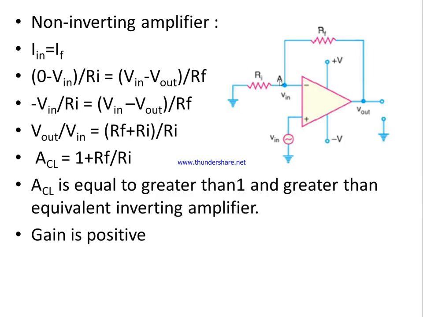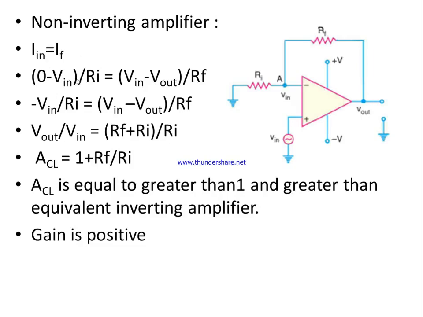So here the current flowing through Ri will be Iin, and since there is no current flow between these two terminals, the whole current will flow through the feedback resistance Rf. Therefore Iin is equal to If. Now what is input current Iin? Left side is connected to ground, so it is 0, minus right side voltage Vin, so 0 minus Vin divided by Ri is equal to If. Left side is connected to Vin and right side is connected to Vout, so it will be Vin minus Vout divided by Rf.